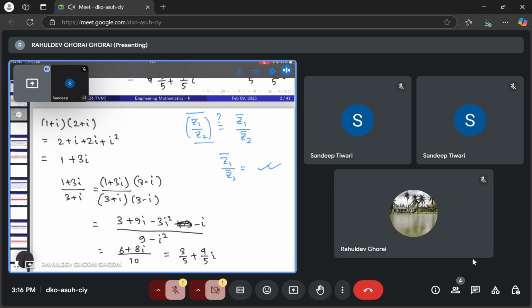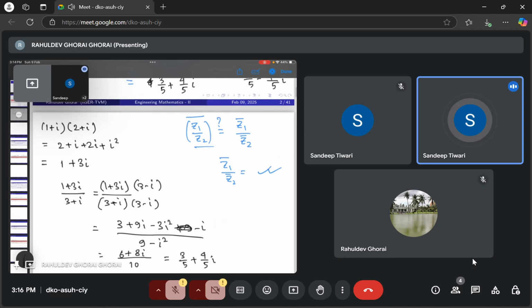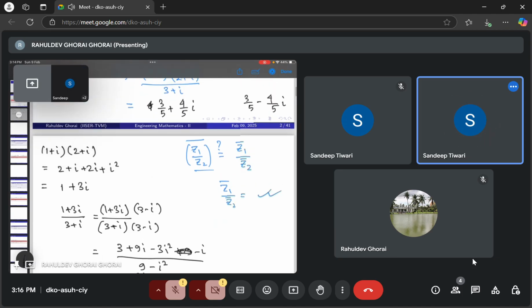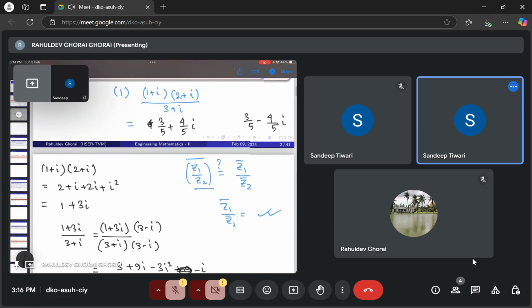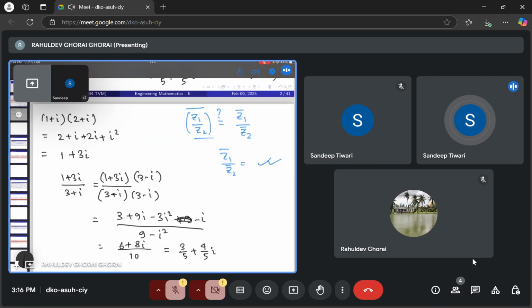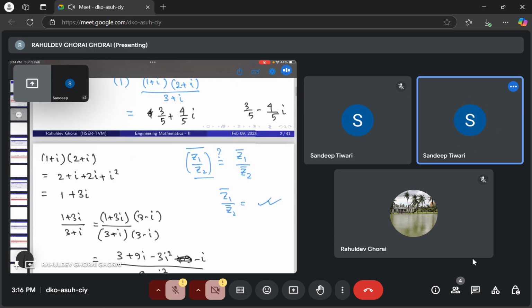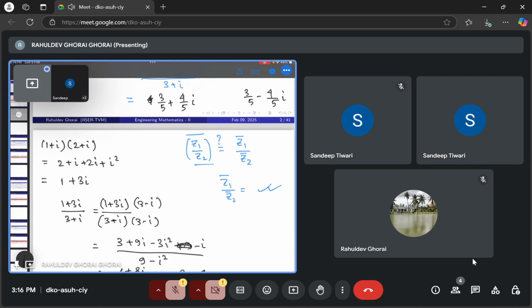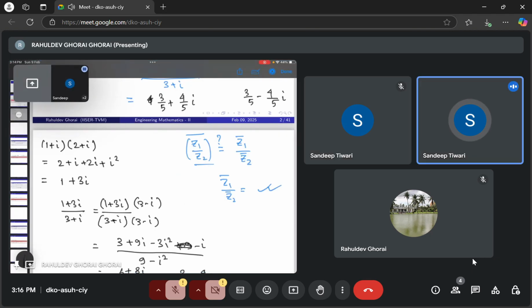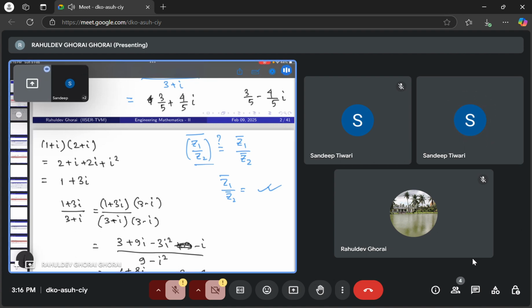What is Z1 bar? Z1 bar will be 1 minus i multiplied by 2 minus i, over 1 minus 3i over 1 3, minus i multiplied by 2 minus i. Okay, that will be 1 minus 3i only, right? Yes, sir. 1 minus 3i. Exactly. So that's what I first did.